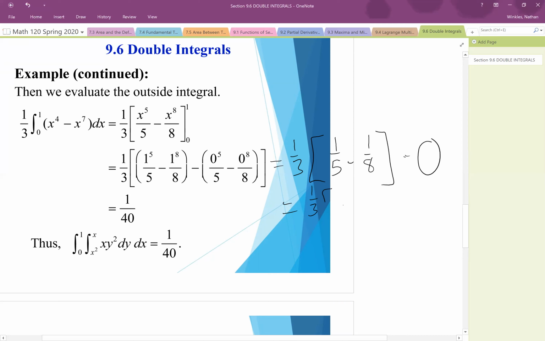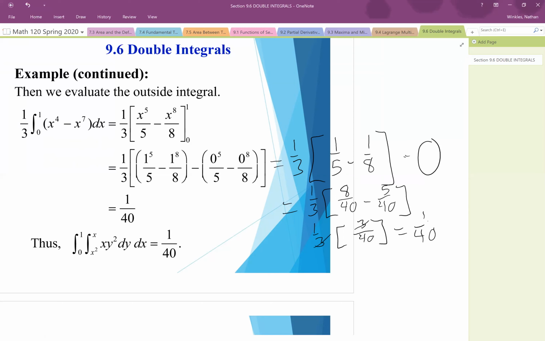So we end up with 1/3 times 8 over 40 minus 5 over 40, which is 1/3 times 3 over 40. Our 3's can cancel out, so we're left with 1 over 40. So our entire double integral from 0 to 1 of the integral from x squared to x of xy squared dy dx is equal to 1 over 40.